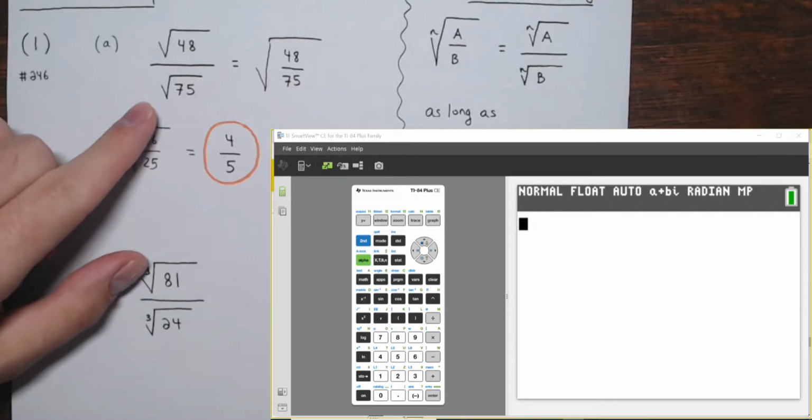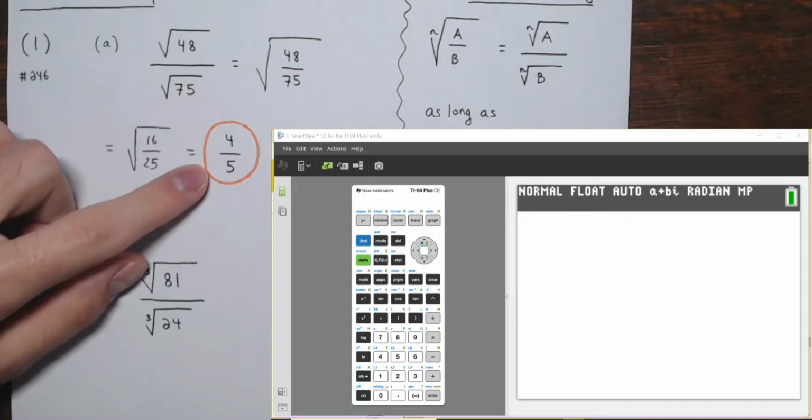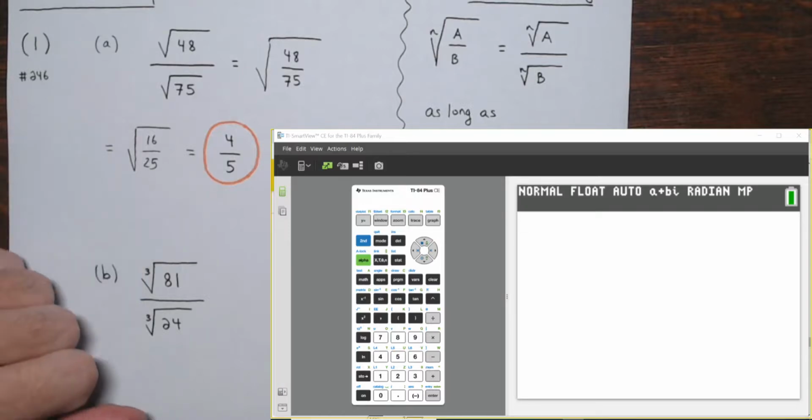So if I enter this first expression and end up with 0.8, well, that's the same as 4/5, and I'll know that I did everything correctly. Alright, so let's do that.